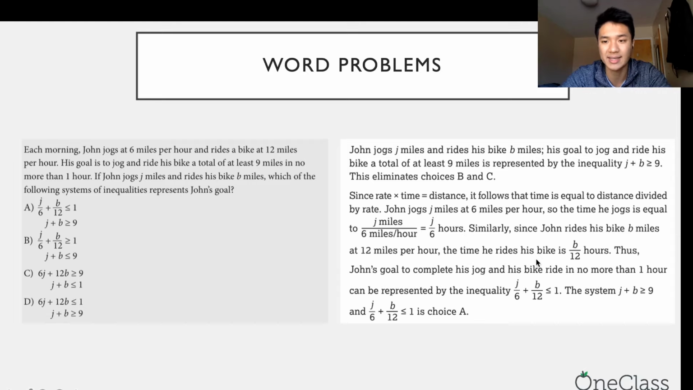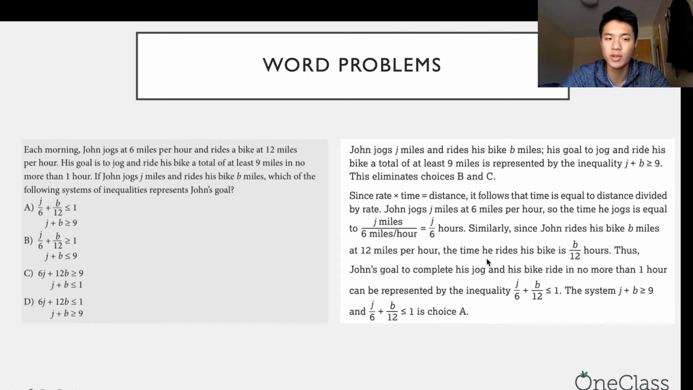And then we can do the exact same process for the biking portion of his miles. So again, if rate times time equals distance, that means time equals distance divided by rate. Then time is going to be equal to B miles divided by 12 miles per hour, and that's going to give us B over 12 hours.